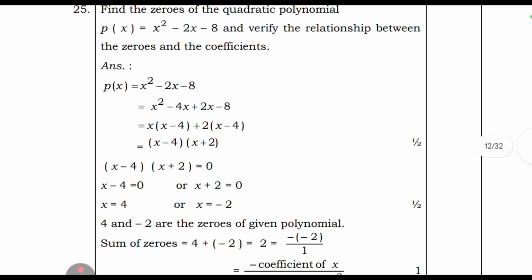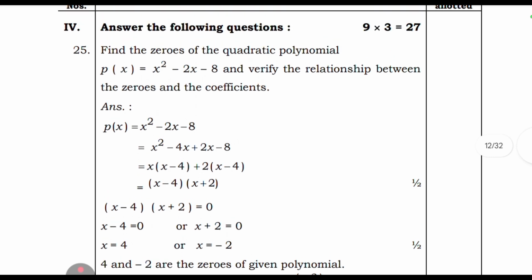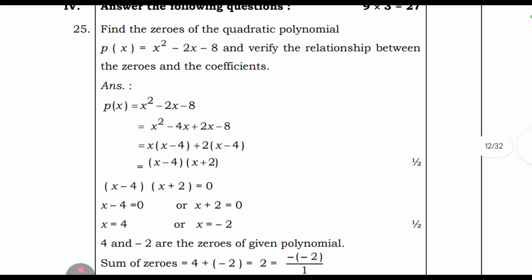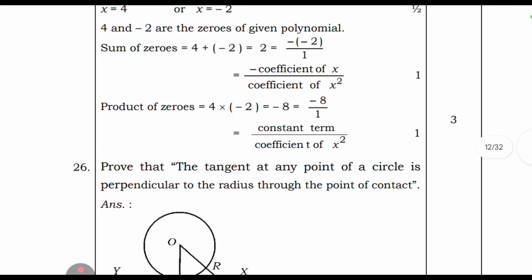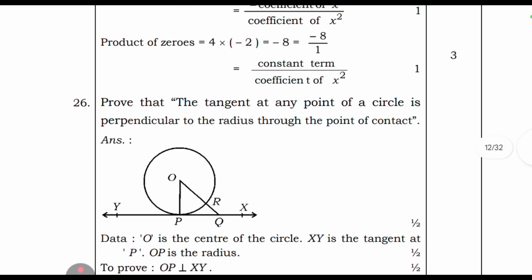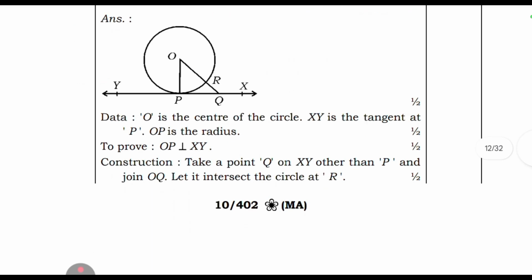So this is the 25th question. This is for 3 marks. The quadratic polynomial x square minus 2x minus 8. You have to find the zeros of the quadratic polynomial by this method. Then prove this theorem from the circle lesson.